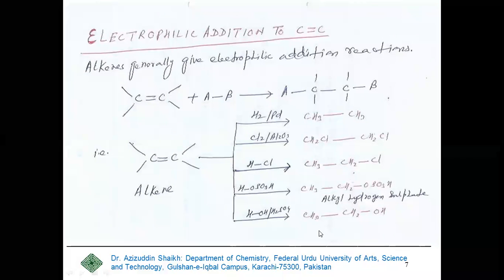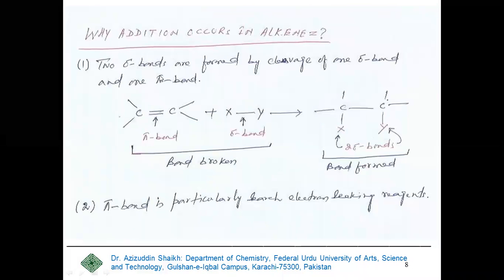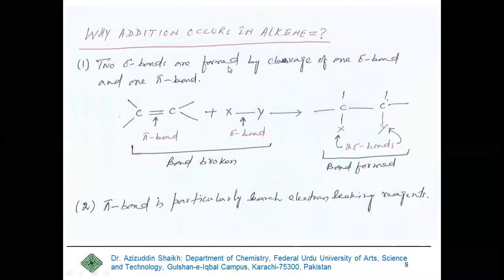So you will observe various types of addition reactions in the case of alkenes. Why do addition reactions occur in alkenes? Why do addition reactions happen? The reason is that two sigma bonds are formed by cleavage of one sigma bond and one pi bond.